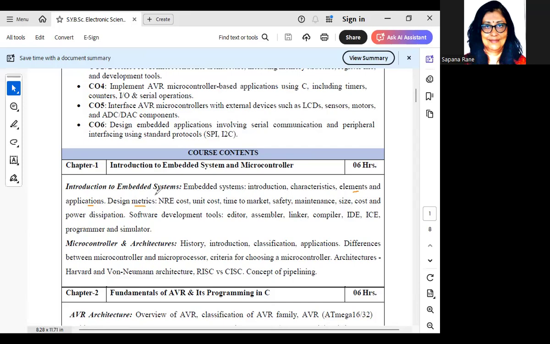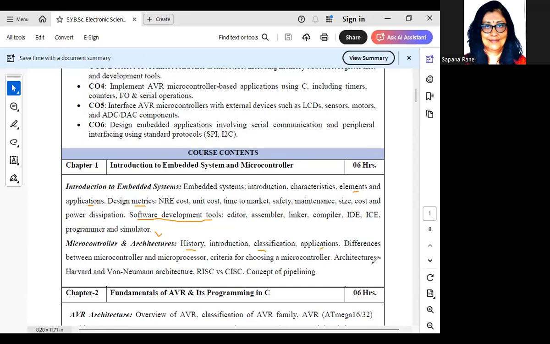And as it is a combination of hardware and software, we will need some development tools. These software development tools will be introduced here, which include editor, assembler, linker, compiler, IDE, programmer, simulator. We are going to use these during our practical course. The second main part of this chapter is microcontroller architecture. Here we are discussing the historical part of the microcontroller, and then we'll go to its classification and applications.